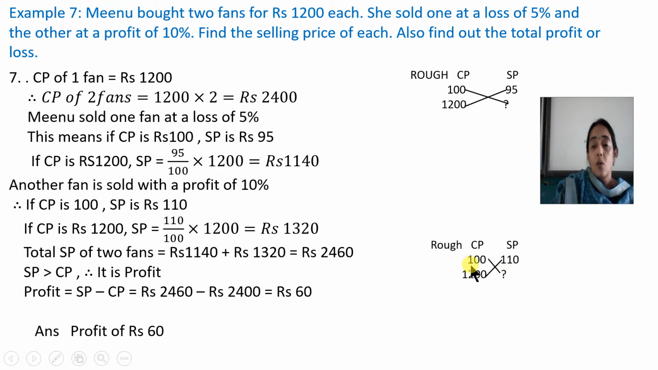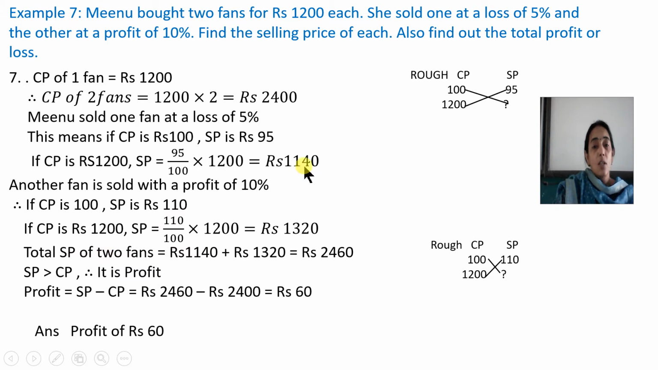Whatever is with the question mark, you write in the denominator. And you multiply this 1200 with 110. So 0 and 0 get cancelled and you get 12 into 110. So you get rupees 1320.